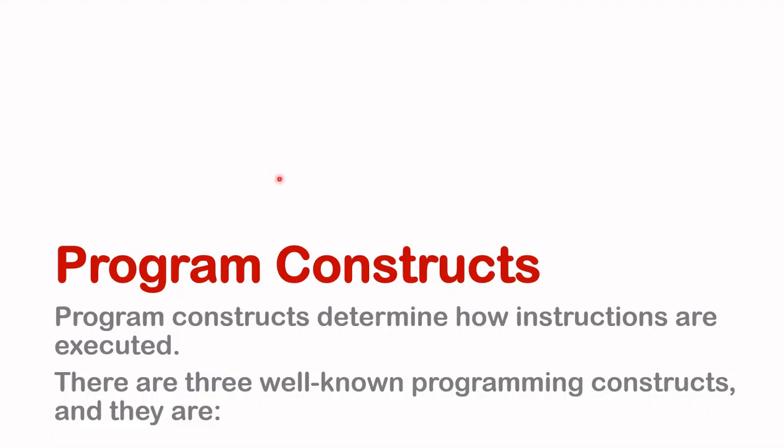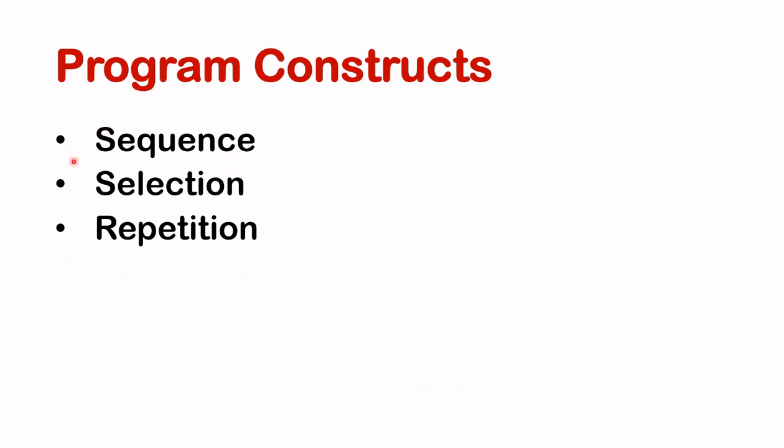Okay, so we now come to something called program constructs. So what are program constructs? Program constructs basically determine how instructions are executed. There are three well-known program constructs, and they are sequence, selection, and repetition. For this video, I'm just going to consider sequence. Selection and repetition will be considered in my future upcoming videos.